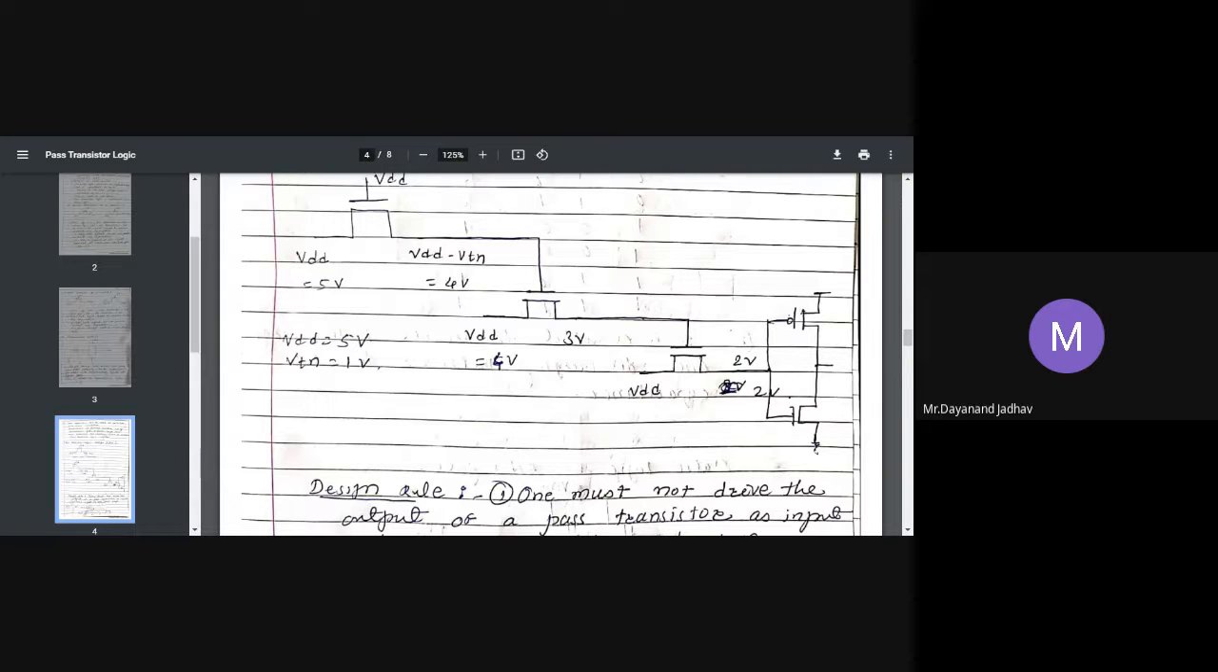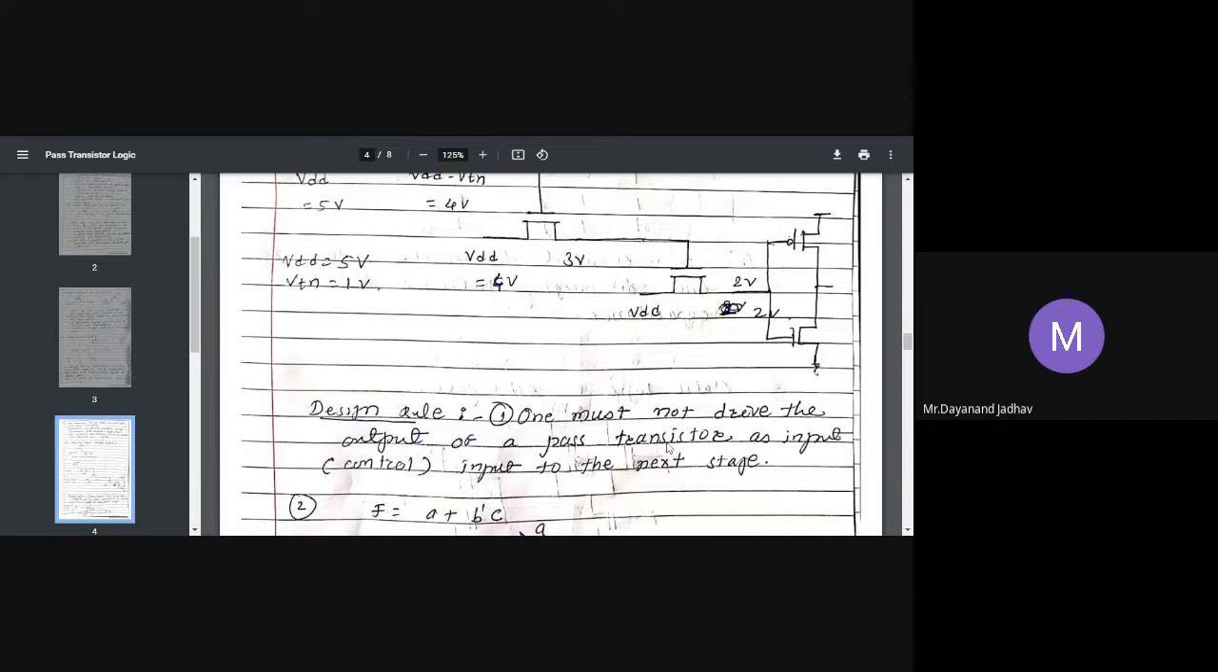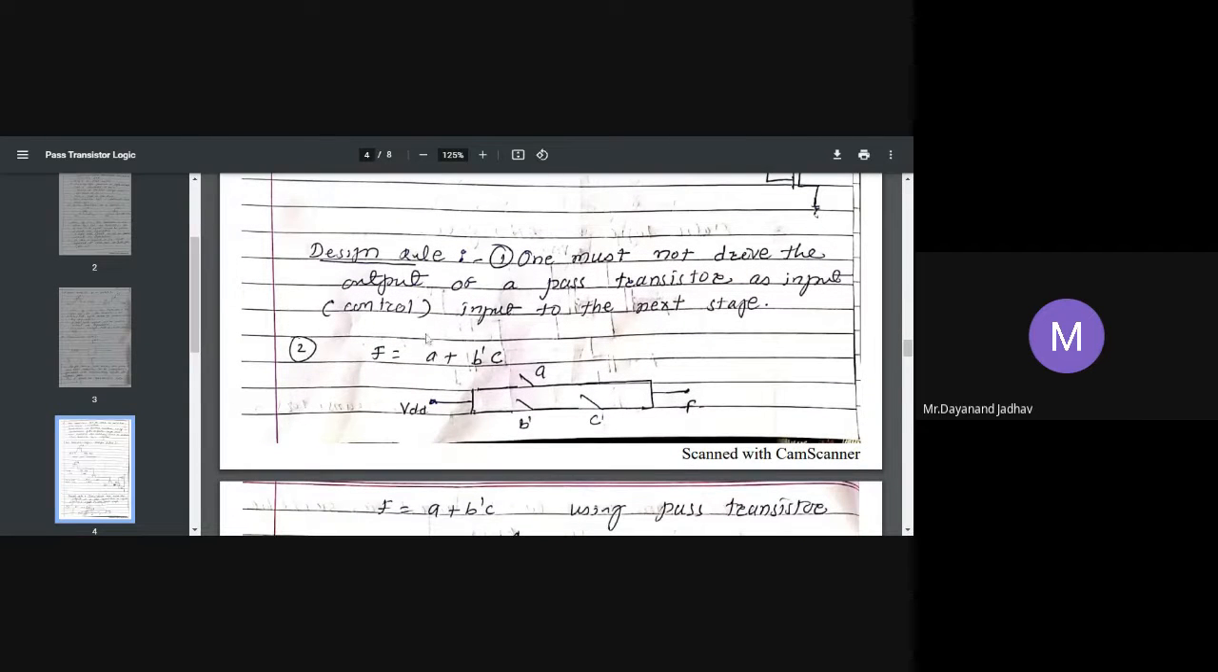The first design rule is: one must not drive the output of the pass transistor as the control input to the next stage. That means whatever gate voltage is applied is said to be the control voltage or control input. One must not drive the output of the pass transistor as the control input to the next stage. This is the first rule. For the next rule, consider the Boolean function f equal to a plus b bar c.